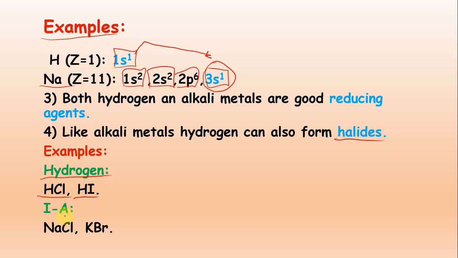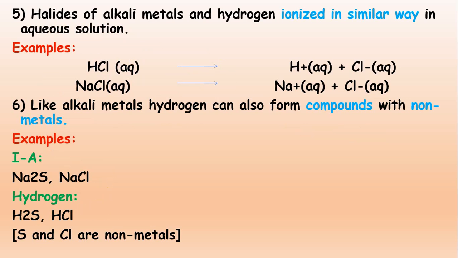Then look at here, first A group, sodium will also react with chlorine, potassium will also react with bromine. So like alkali metals, hydrogen can also react with halogens to produce halides. This is the similarity. Fifth one, halides of alkali metals and hydrogen ionize in a similar way in aqueous solution.